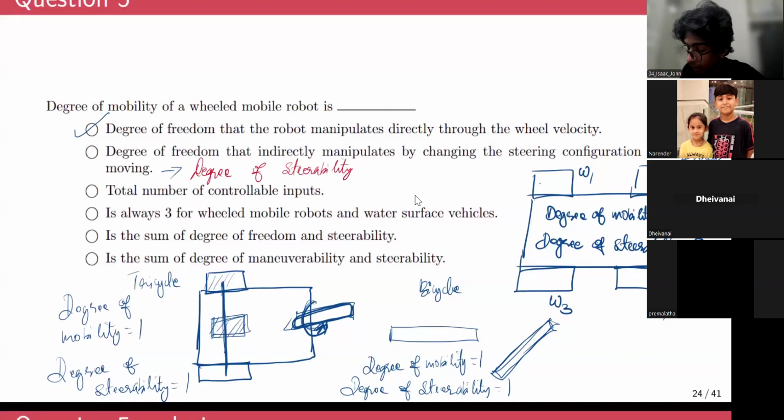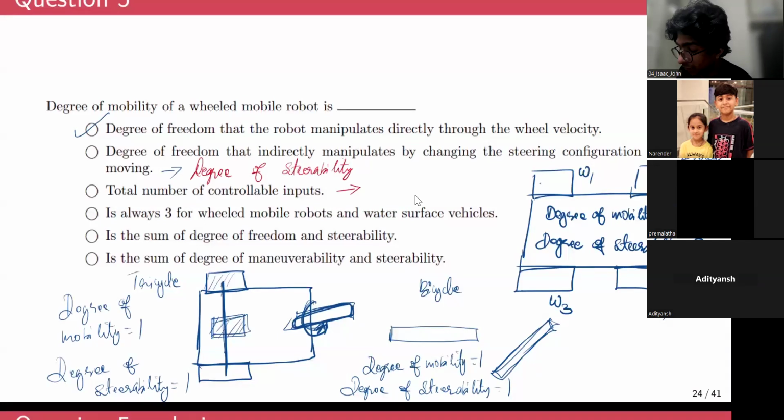And the total number of control inputs. Again, that is not in line with degree of mobility. This can be in line with degree of maneuverability, because it's basically the sum of mobility and steerability. Because mobility is a control, and steerability is also a control, even though we are indirectly manipulating the wheel velocity.